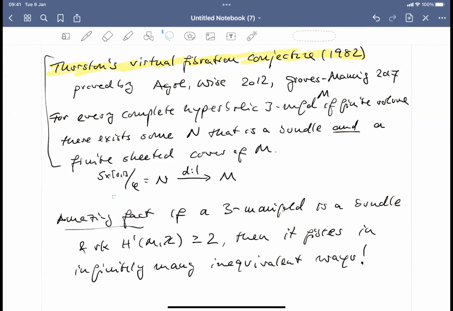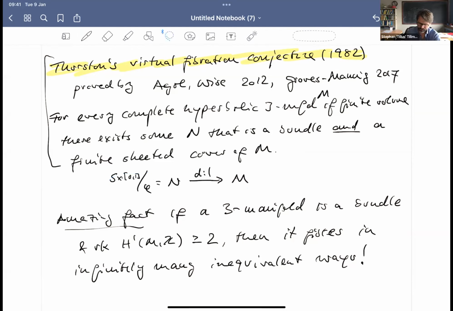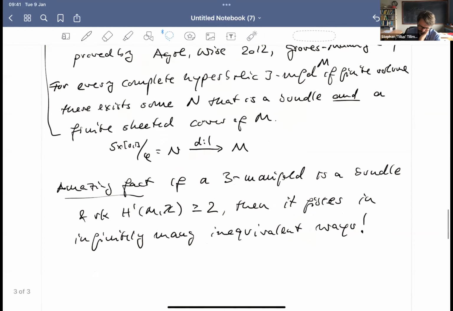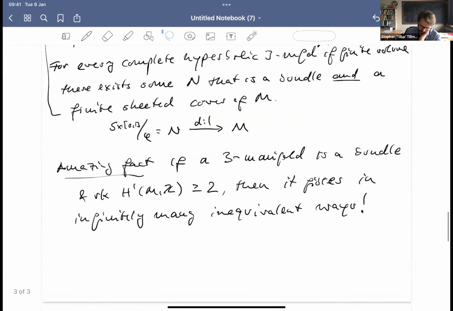So we always have these finite sheeted covering spaces of this form. This gives you one way of studying all hyperbolic three-manifolds. How do you study all hyperbolic three-manifolds? Well, you just need to study all bundles and study the finite quotients. In that sense, bundles are maybe the right class of manifolds to study, because once you understand the bundles and the finite sheeted covers, then you have all hyperbolic three-manifolds.